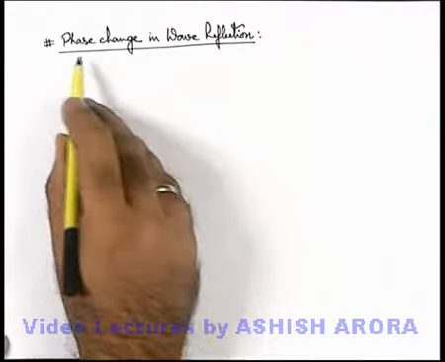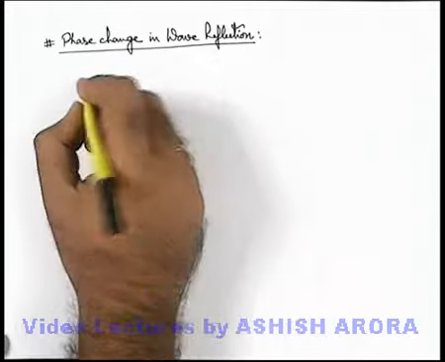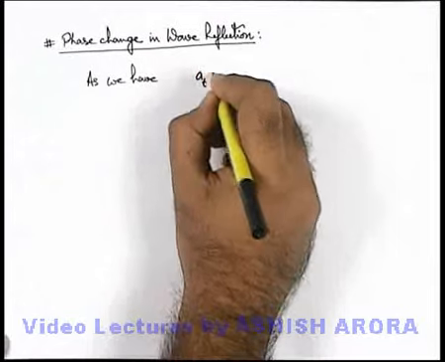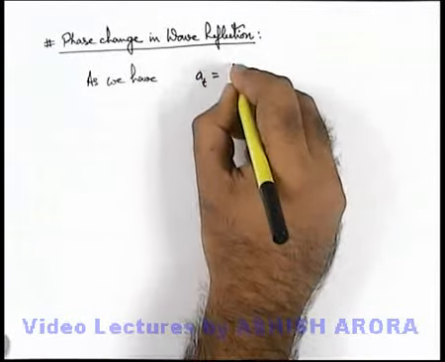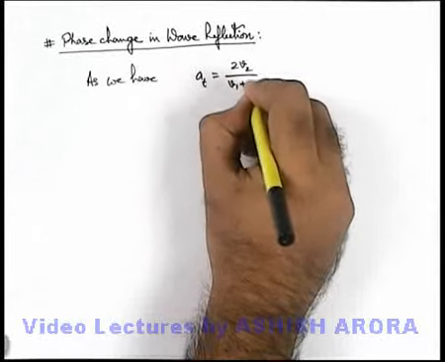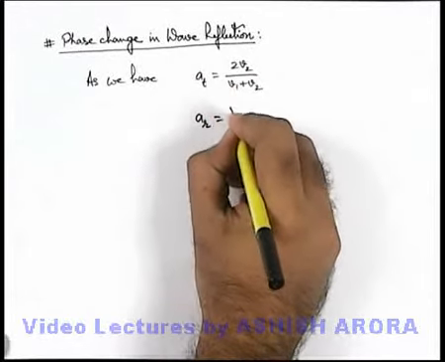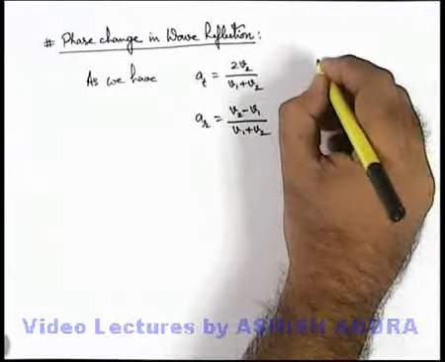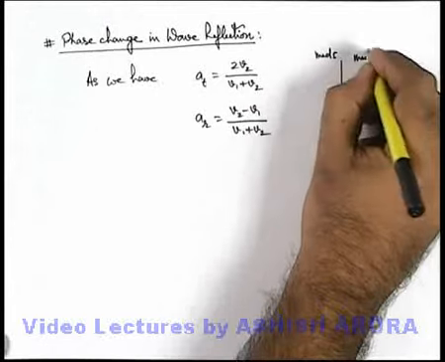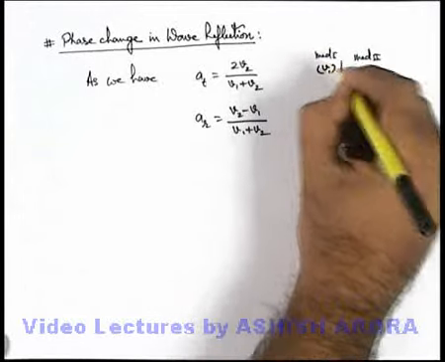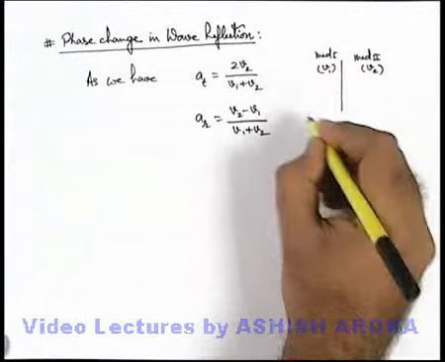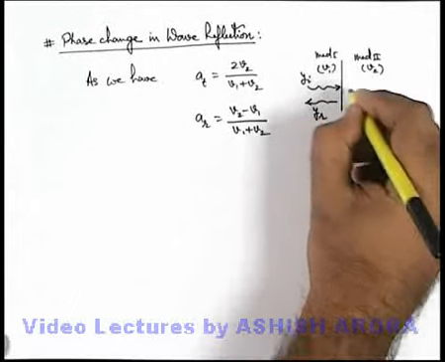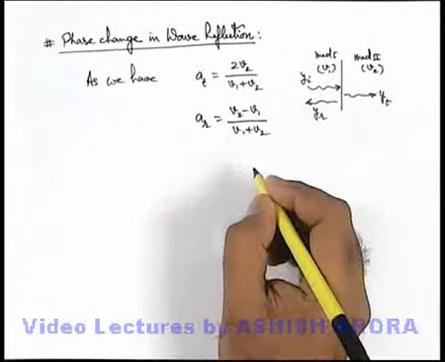Let's discuss the concept of phase change in wave reflection. As we have just studied, the transmission coefficient for a wave incident on a boundary is given as 2v2 by v1 plus v2, and the reflection coefficient is v2 minus v1 by v1 plus v2, where v1 and v2 are the speeds of waves in the two media. In medium 1 it is v1, in medium 2 it is v2, and an incident wave is reflected with displacement yr and transmitted with displacement yt.